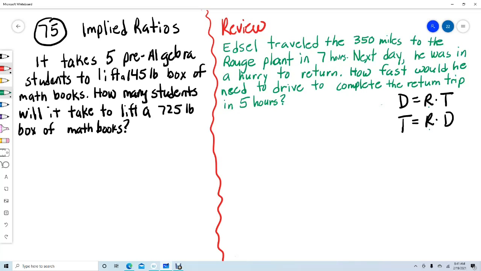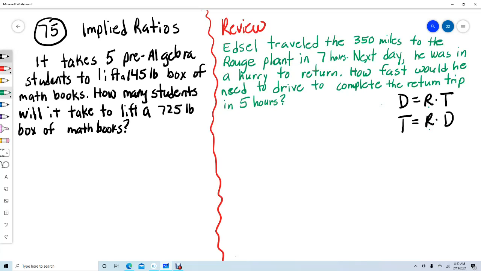So I'm going to review a problem with speed and how we decide which of these equations we use and which rate we use. This was an actual problem. It's number 2 in lesson 75, and it's not assigned, so I'm going to work it with you here. Let's read the problem. Etzel traveled the 350 miles to the Rouge plant in 7 hours. The next day, he was in a hurry to return. How fast would he need to drive to complete the return trip in 5 hours?